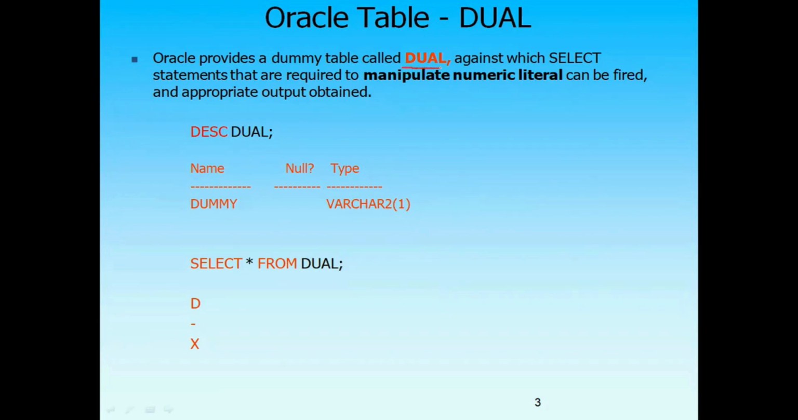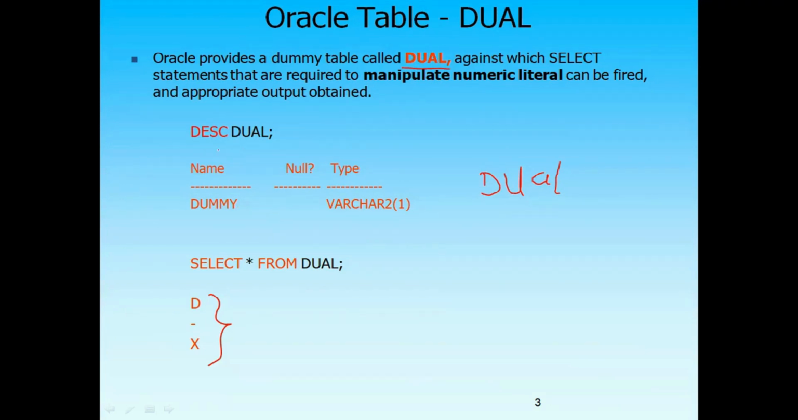This dummy table's name is dual. Dual is the name of the dummy table that we can use in select queries. Now, what is the use of this dummy table? The dummy table is a table with a single row and a single column. There is no meaning to the single column and single row that exist in the dummy table, that is, dual.